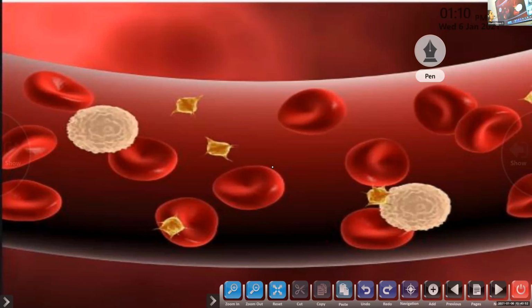RBC. Okay. This RBC, WBC, and platelets are floating in plasma. These blood cells are floating in plasma. Blood travels through blood vessels. Okay, so this much is over.